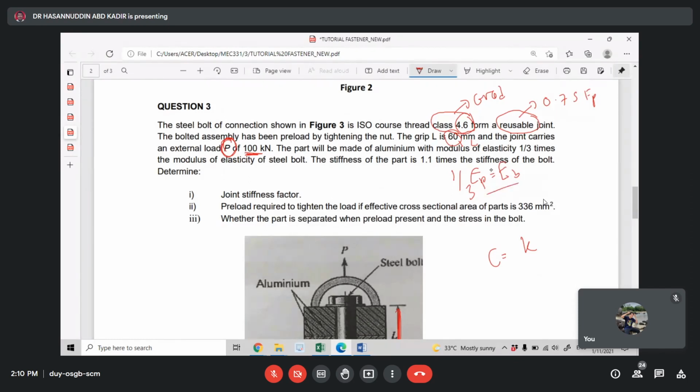Lepas tu stiffness of part is 1 point. Ni dia dah bagi dah. Okay, bagi untuk KP is equal to 1.1. Okay, the time the stiffness of the bolt. Okay, 1.1 KP is equal to KB macam tu. So kat sini lah nanti kamu boleh masukkan dalam formula untuk C, dan last sekali kamu boleh dapatkan value lah, ada point berapa dia punya stiffness, joint stiffness C.